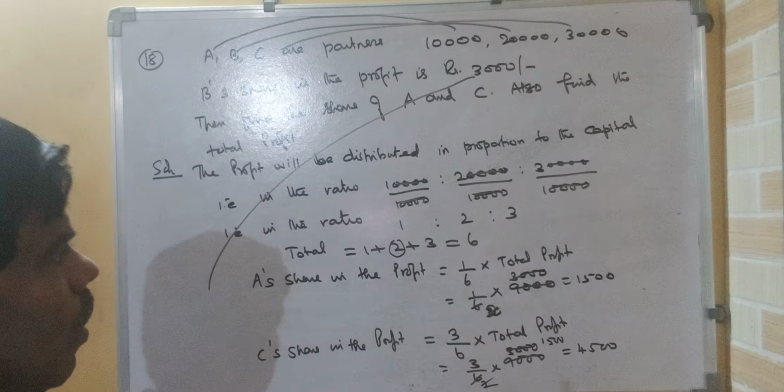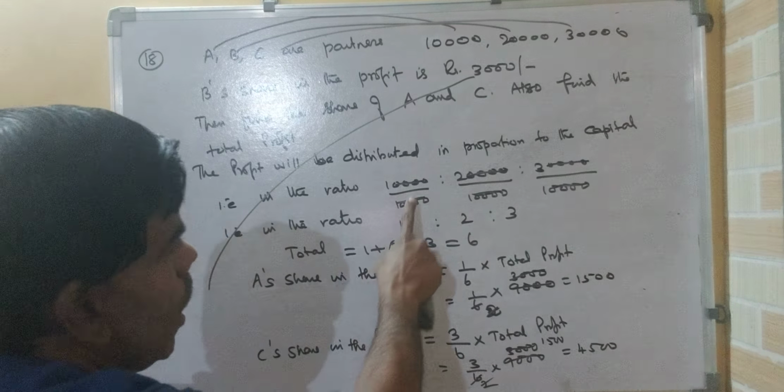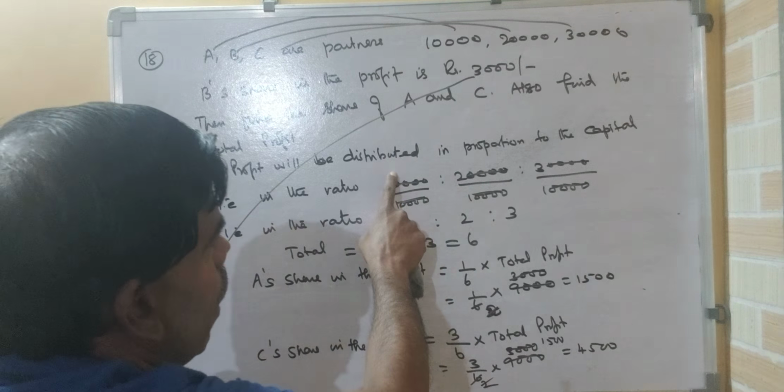Now, see, followed or not? So, what they brought to the business, we have converted into ratio. So, the ratio is 1:2:3. Total ratio is 6. So, A's share is 1 upon 6 into profit. B's share is 2 upon 6 into profit. C's share is 3 upon 6 into profit. Now, one more.